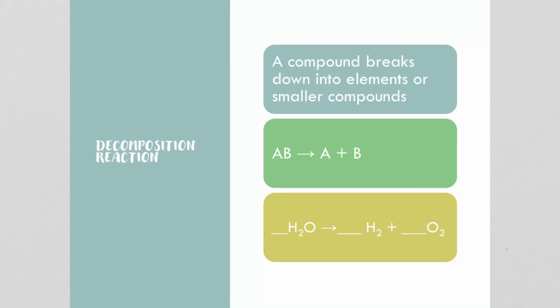Now in a decomposition reaction, a compound breaks down into elements or smaller compounds. I always remember this one because when an animal decomposes in nature, it's breaking down into its smaller components. So that helps me remember. The synthesis reaction, I remember that one because when you're synthesizing, you're building up, you're putting together. So in this example, the general formula is AB breaks apart into A plus B. And this is the reverse reaction, so water can also decompose into its individual elemental parts. So we need a 2 here and a 2 here, and then our reaction is balanced.